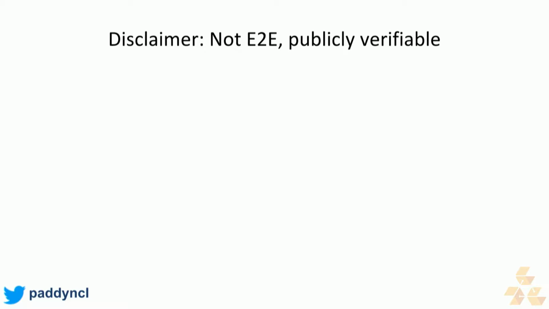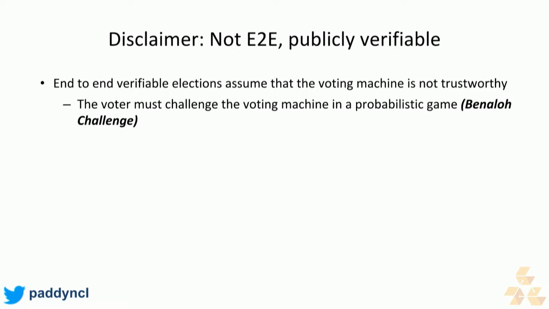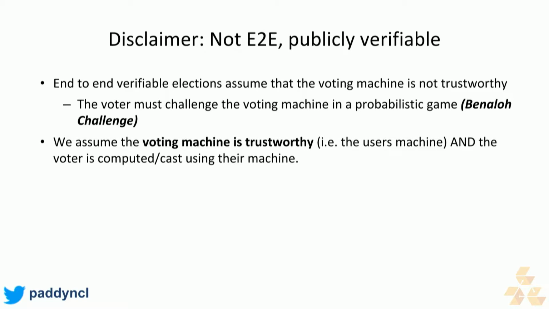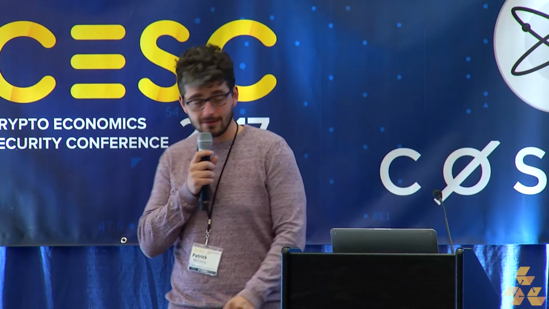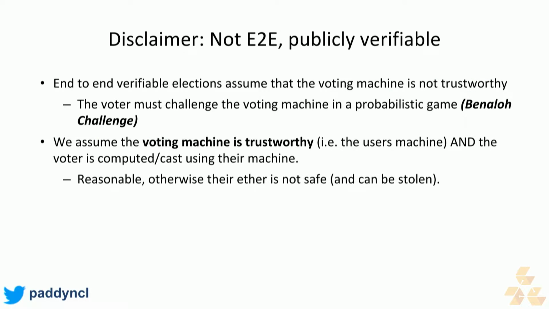Because in an end-to-end verifiable system, we also do not trust the voting machine. So I go to the polling station, and I have to convince myself that the voting machine is not cheating me. In our system, our voting protocol is completely decentralized, so there's no central authority to provide any infrastructure. So we have to assume that the voting machine is trustworthy, because I'm going to cast my vote from my mobile phone. And I believe this is a reasonable assumption, because if you compromise my phone and you compromise my wallet, you're probably going to steal all my money. And that's probably a little bit worse than my voting privacy.